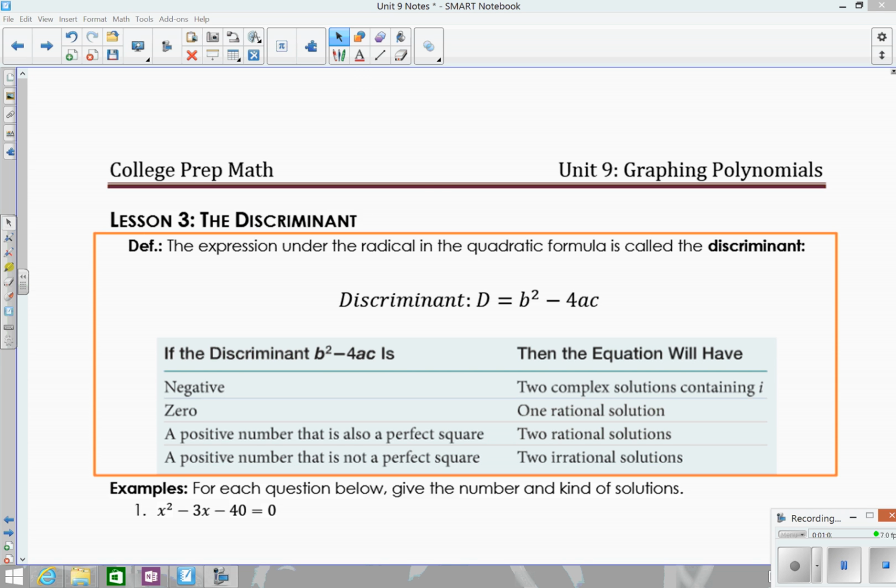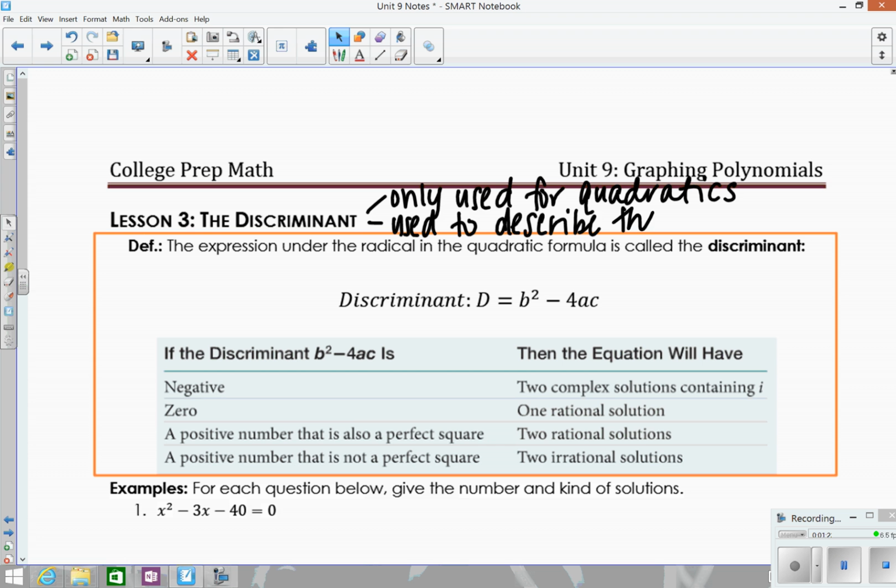And again, the discriminant is only used for quadratics, and it's used to describe the nature of the roots without solving. And when I say roots, remember these are the same thing as the zeros.